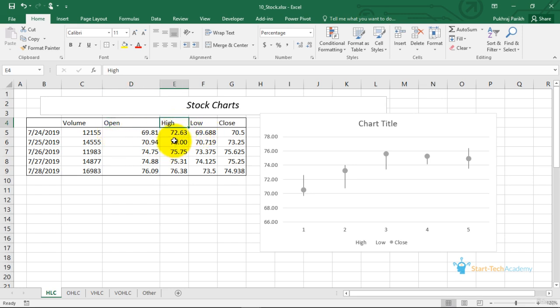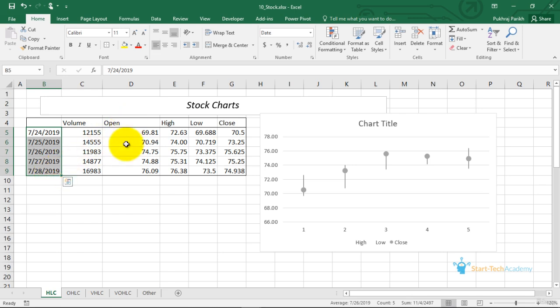Third column is highest value of that stock reached within that particular day. Fourth column is the lowest value of that particular stock. And the fifth column is the closing value of that stock. That is, when the market closed in the evening, what was the price of that particular stock. And I have this for 5 days for an example.